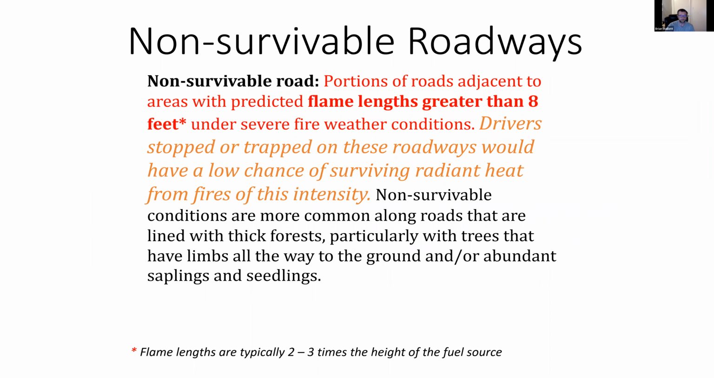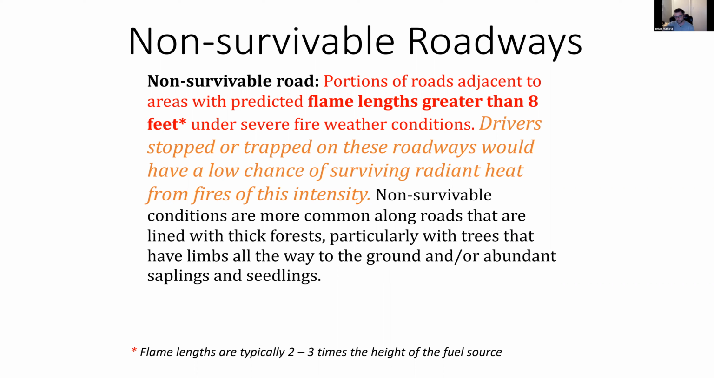So what is a non-survivable road? This was brought up in the CWPP. They define it as portions of roads adjacent to areas with predicted flame lengths greater than 8 feet under severe fire weather conditions. Let's break that down. Flame lengths greater than 8 feet. Typically, flame lengths can be 2 to 3 times the height of the fuel source itself. So if you have a field of tall grass, 4 foot tall, then the flame length can be 8 to 12 feet tall. Imagine the wind pushing that across a road, and you've got flame lengths exceeding 8 feet.